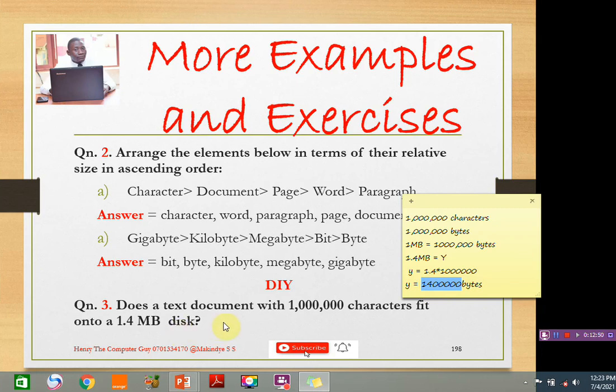Of course, the 1.4 MB disk in bytes is more than the 1 million bytes. Therefore, the answer is yes. The 1 million characters can fit onto a 1.4 MB disk, because we have proven that this one is far bigger than this one. How have we proven that? Because we changed them to the same units and looked at which one is bigger than the other. That is it. Very simple.